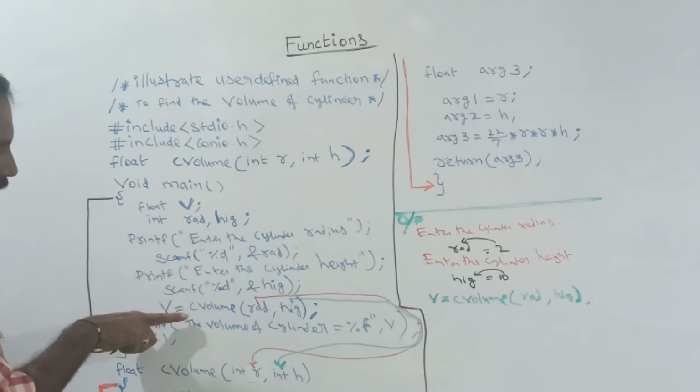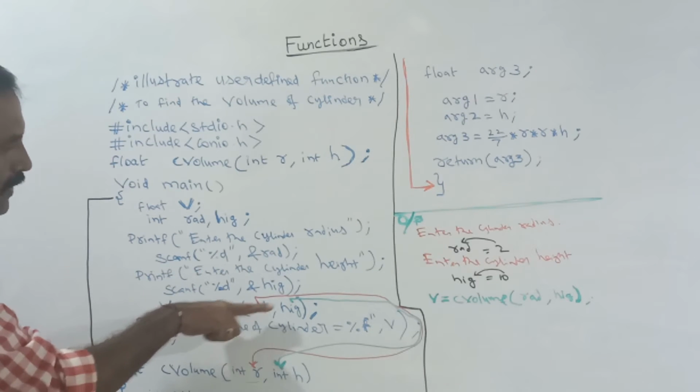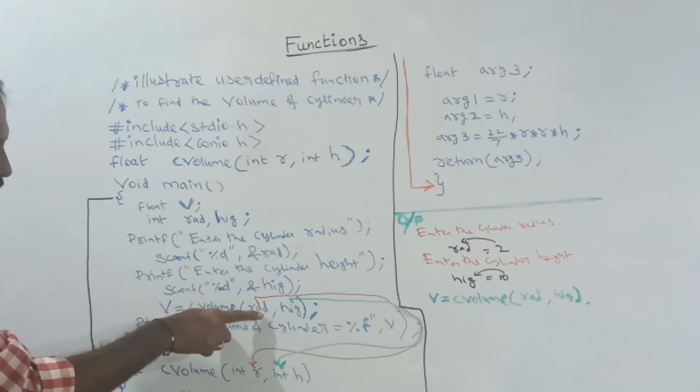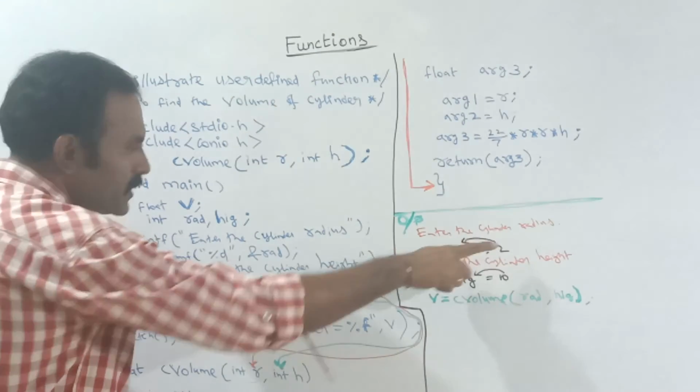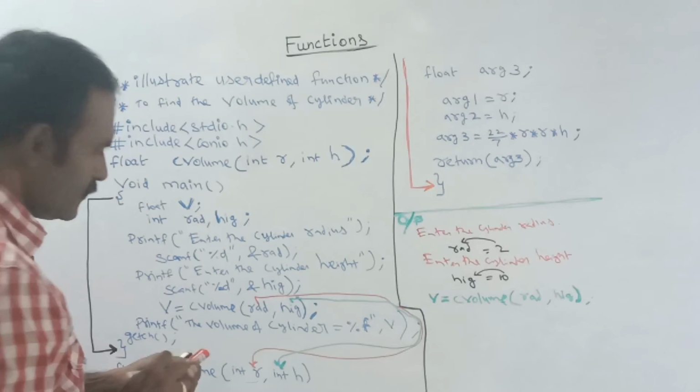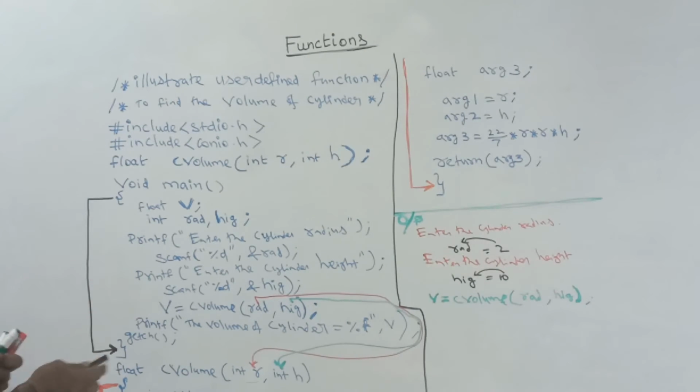After this, I am passing this 2 and 10 to where? Here, to the function definition. So the first argument RAD holds the value 2. This 2 will be passed to here, that is integer R. So the R will hold the value how much? This R will hold the value 2. See, up to here.